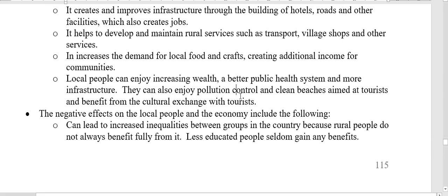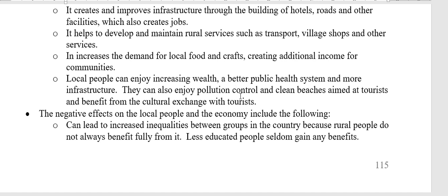They benefit from having clean beaches. It's aimed at the tourists, but nobody's stopping the local people from going to the beaches as well. They benefit from the cultural exchanges with tourists. Okay, remember I said this can be a disadvantage as well, right? But they get exposed to tourists. They can chat to the tourists. They share knowledge basically, so they can benefit from their interaction with the tourists as well.